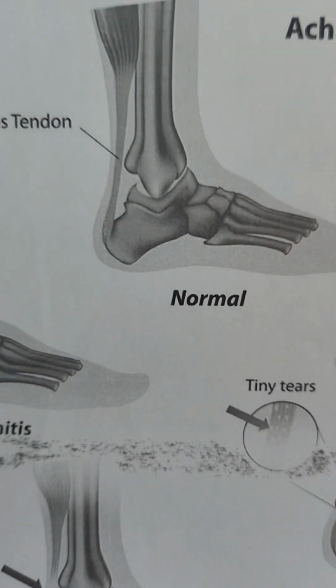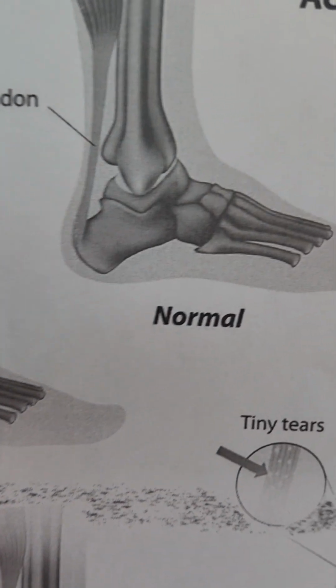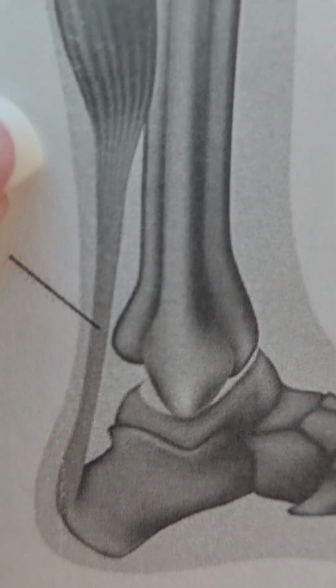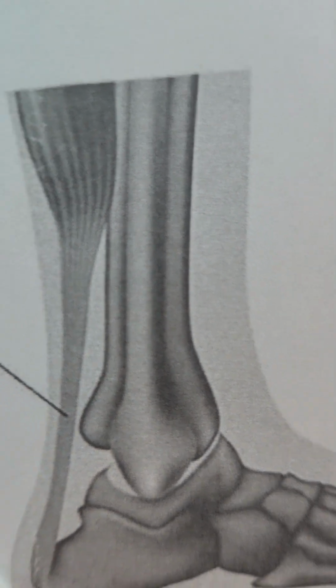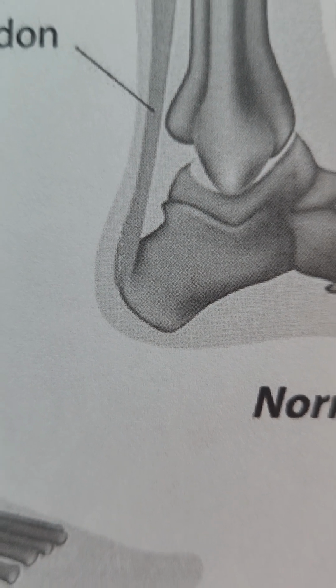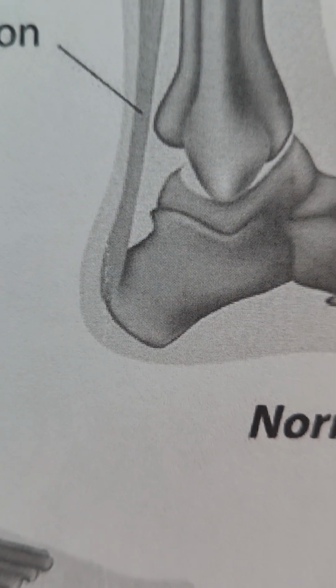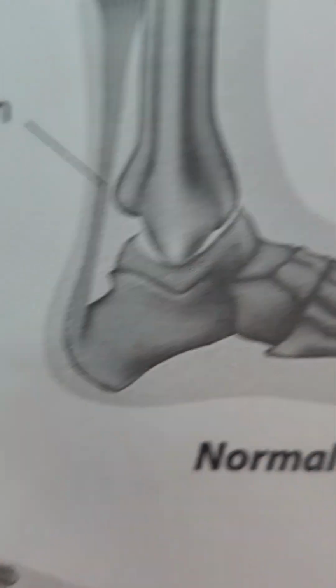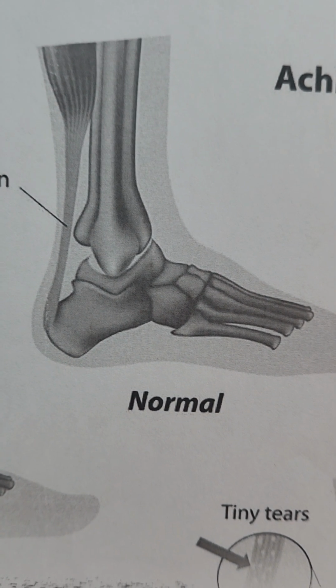Hold on. This is a normal Achilles tendon right here. See, it's going up. It's a tendon coming down, attaches to your heel right there. That's a normal Achilles tendon. Okay? Now let's talk about Achilles tendon problems.